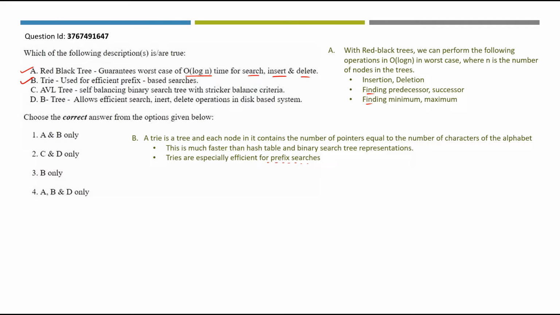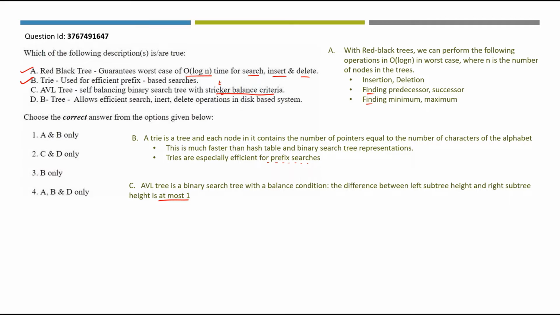What about C, AVL tree? It's a self-balancing binary search tree with stricter balance criteria. It's just a printing mistake, so it is stricter balance criteria. What is AVL tree? This is a binary search tree with a balance condition. The difference between left subtree height and right subtree height is at most 1. At most 1 means not greater than 1. It can be at the maximum only 1. So this at most 1 is what they state as stricter balance criteria here.